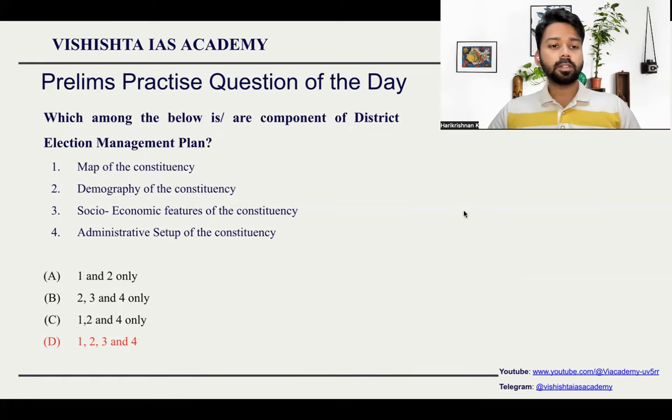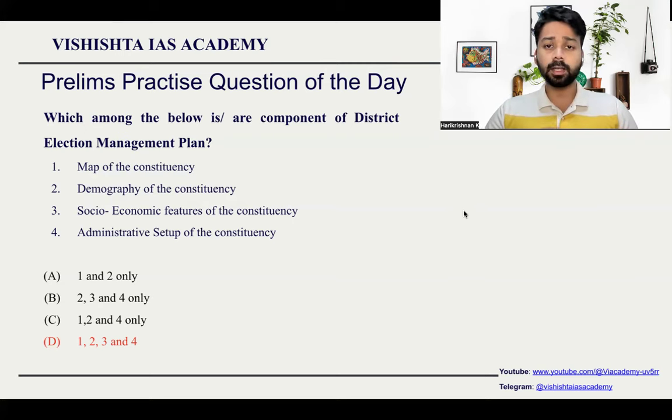Let's begin with a prelims practice question. District election management plan. We had a discussion about the district election management plan in yesterday's news charter. If you have not seen it, you can go through that topic. It's very, very important because it is based on the district election management plan.